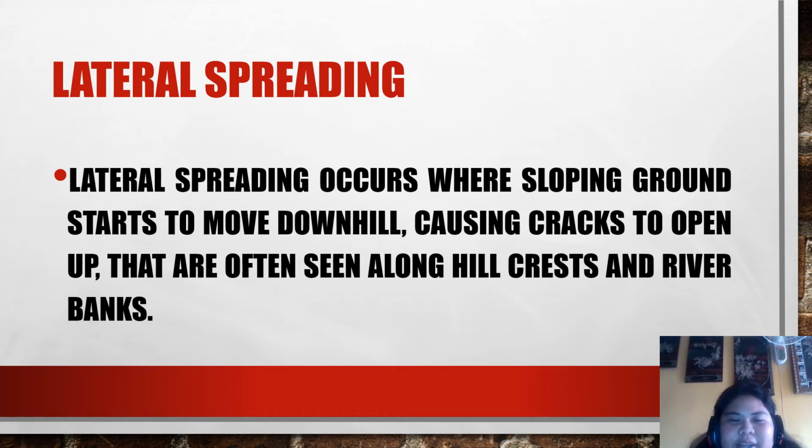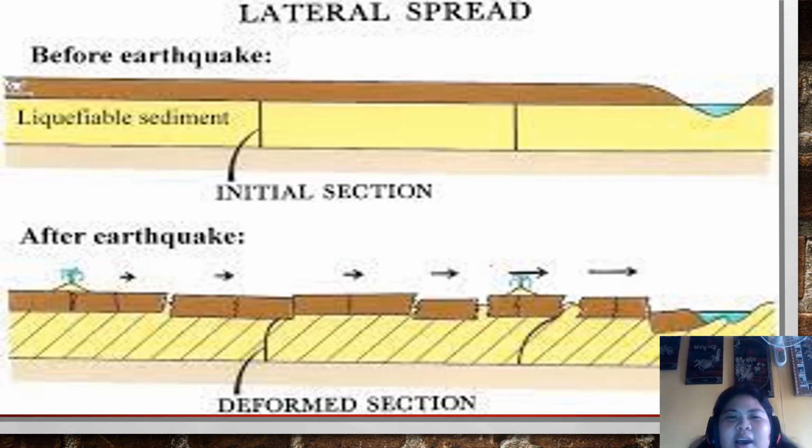Next, lateral spreading. Lateral spreading occurs when sloping ground starts to move downhill, causing cracks to open up that are often seen along hill crests and river banks. So that is the lateral spread. The earth tears as a result of lateral spreading, causing surface cracks and fissures to appear throughout the slope. This form of ground stretching can cause large lateral stresses to be introduced into foundation elements and built buildings. The lateral spread causes the foundation to stretch if it is not strong enough to resist the movement.